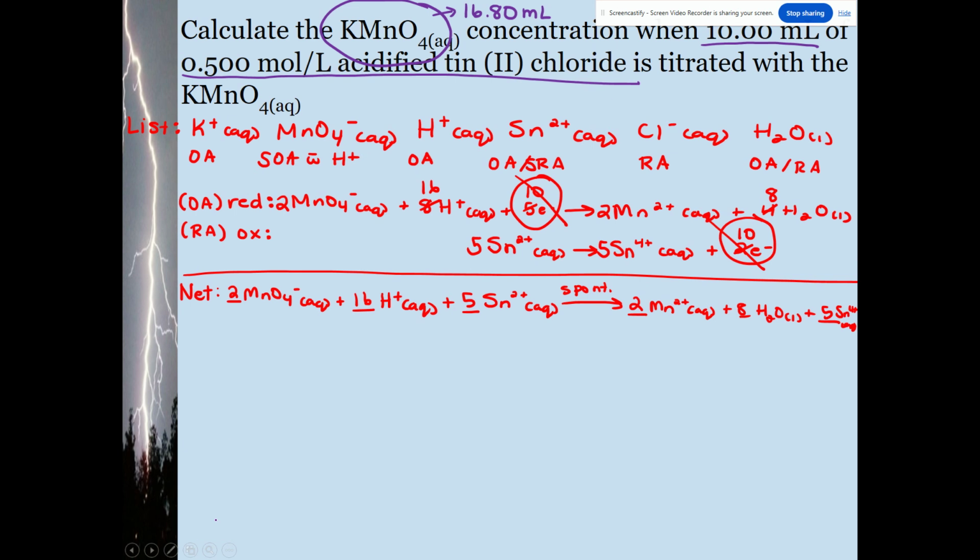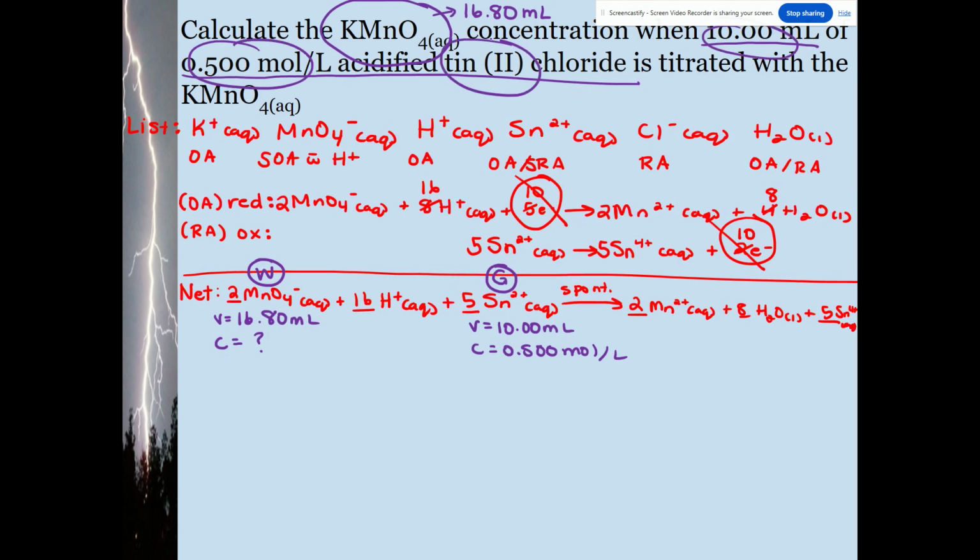Now we add all of our numbers. So we knew the volume of the potassium permanganate, our source of permanganate ions, was 16.80 milliliters. The concentration of permanganate is what I'm looking for. So that is my wanted. I have been given the concentration and volume of the tin 2+. The concentration is 0.500 moles per liter. So I'm getting all this information from up here. 0.5 mole per liter, 10 milliliter sample of the tin 2+ solution.